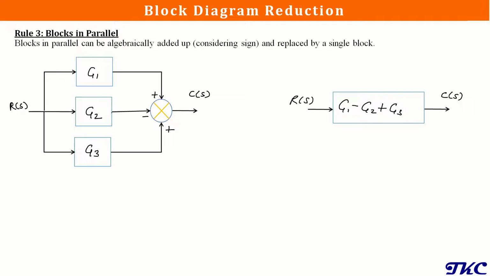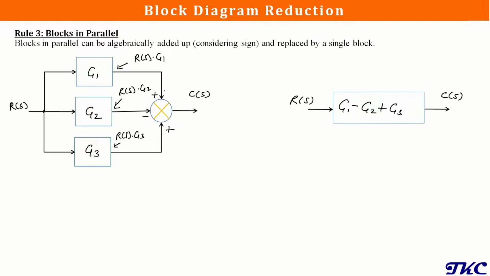Now let's see how the transfer function for both these cases is the same. Consider the input R of S going through G1, G2 and G3, and then those signals come to the summing point and get added. If we want to know the signal at this point after G1, it will be the input, that is R of S into G1. Similarly, the signal after the G2 block will be R of S into G2, and after G3 it will be R of S into G3.